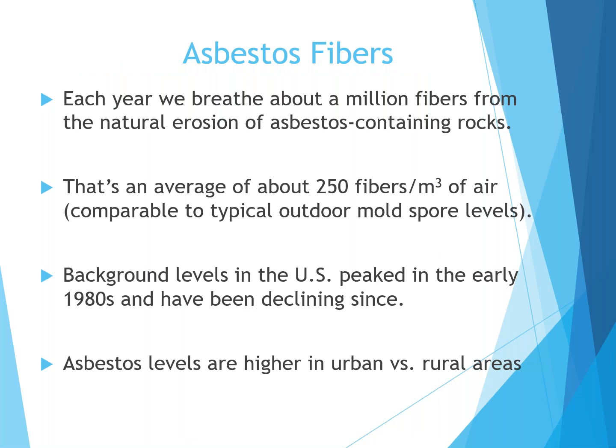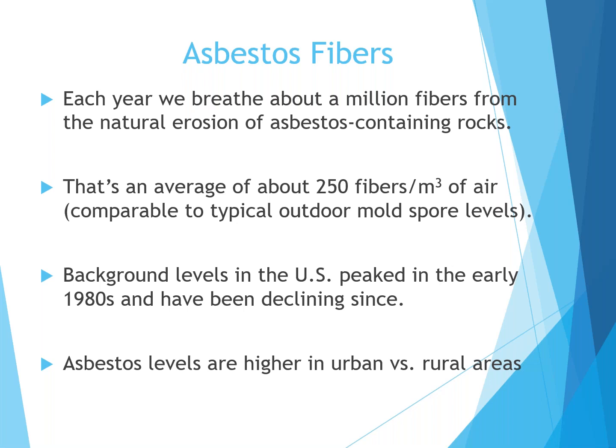Okay, so here we go. We're starting to get back through the advertisements into the more science before we get into the regulations here. So asbestos fibers, each year we breathe about 1 million fibers from the natural erosion of asbestos-containing rock. It's an average of about 250 fibers per cubic meter of air. It's actually comparable to the typical outdoor mold spore levels. So again, this is something that it's impossible to escape from because it's a naturally occurring element. And the background levels in the United States peaked in the early 1980s and have been declining ever since. And we'll get to why that's the case.